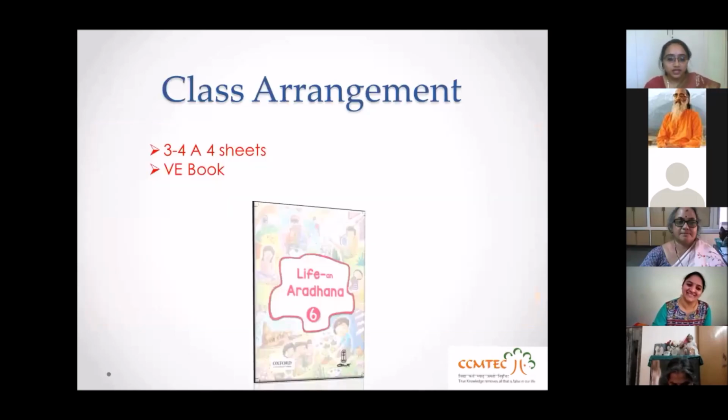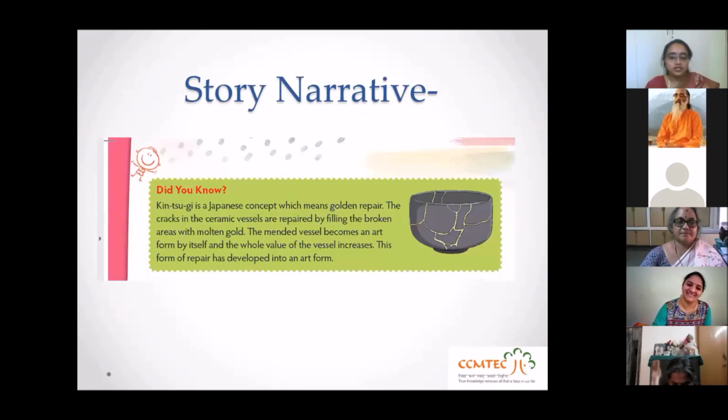Coming to class arrangement, I would recommend that we can have 3 to 4 A4 sheets. This is again an activity which is not mentioned in the activity book, I mean in our THB book, but just an idea that I thought we can include. Of course, the V book is a necessity.